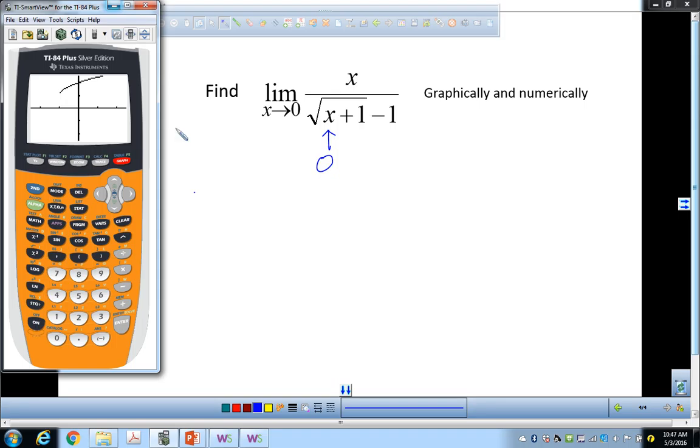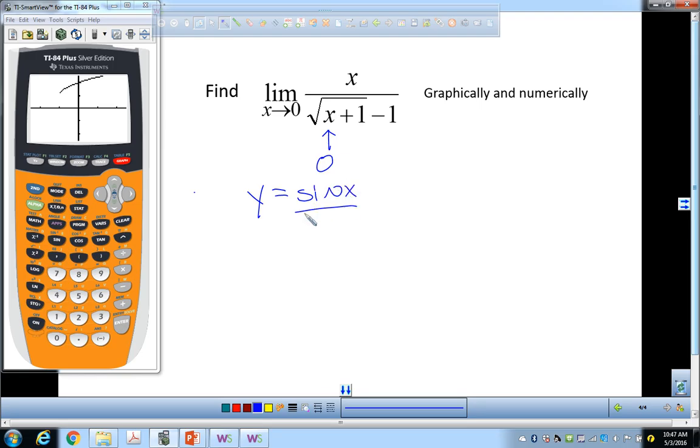Okay. There's another interesting function. y equals sine of x over x. What do you think that approaches?